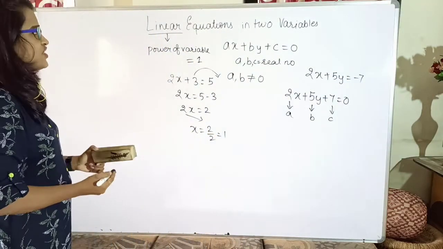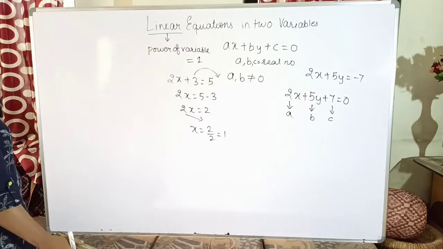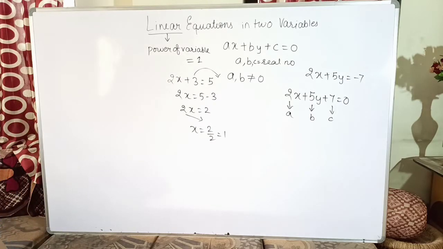Okay, so this is the standard form of a linear equation in two variables, ax plus by plus c equal to 0. And the thing is, the power of the variable has to be 1.